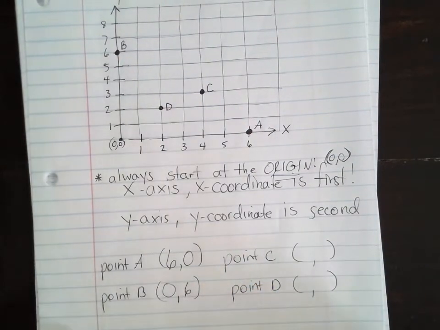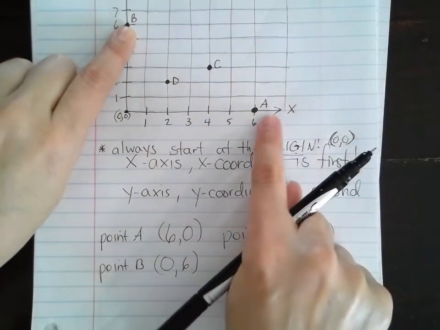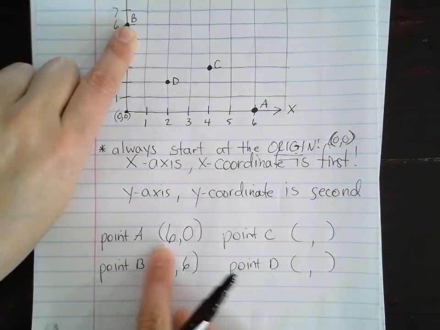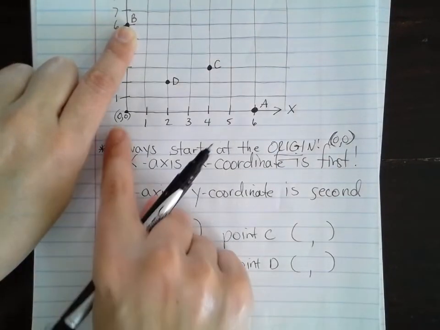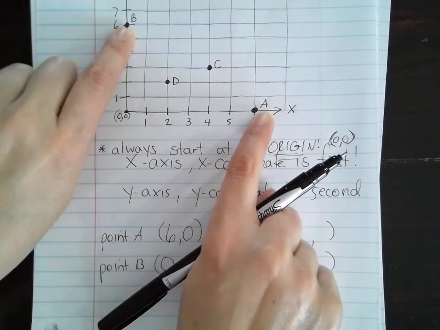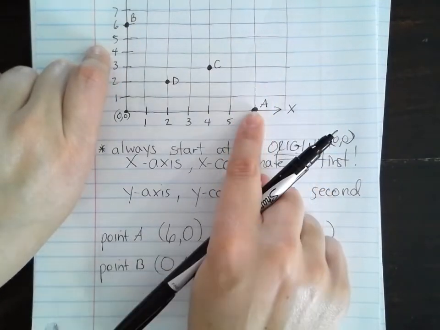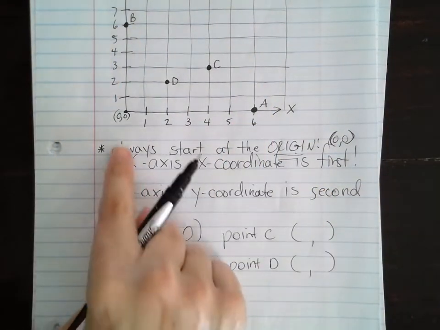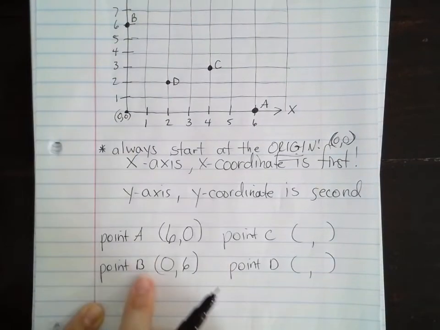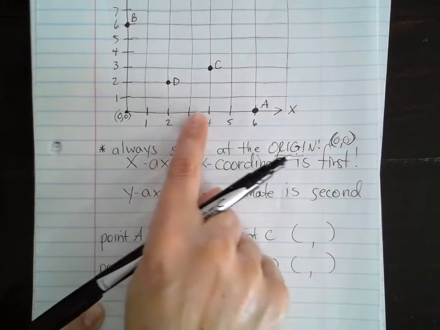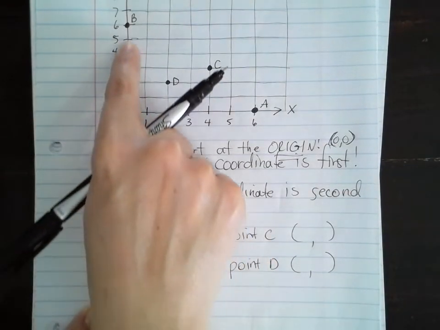So these are 2 that I really want you to pay attention to, because point A has an x-coordinate of 6, but a y-coordinate of 0 because the point doesn't travel on the y. Down here, point B has an x-coordinate of 0 because it doesn't travel on the x. It only travels up the y to 6, okay?